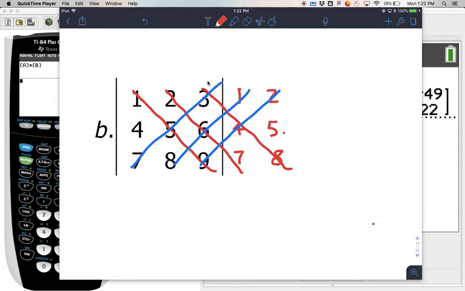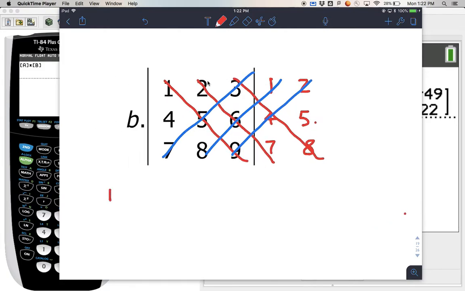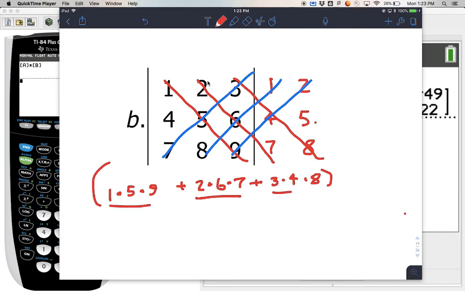So now I'm going to write the full workout. Normally, I'll skip this first step here. But the first one here, we're going to go 1 times 5 times 9. Then we're going to add that to 2 times 6 times 7. And then you're going to add that to 3 times 4 times 8. All right, so this is your first diagonal, second diagonal, third diagonal there, all in red.